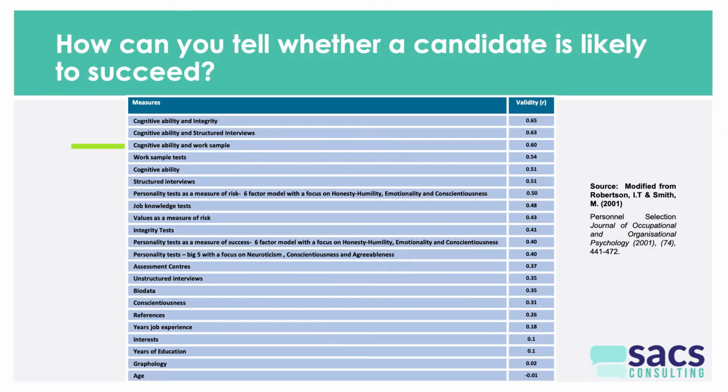Cognitive ability and work sampling, work sample tests, cognitive ability tests, structured interviews, personality tests, etc. So I guess one of the things that we're seeing at the top here is that in virtually all of the combinations of the most predictive measures, psych testing is involved. Now, why? Well, it's what's called algorithm-based decision-making. Human beings without a structure don't tend to make very good decisions.